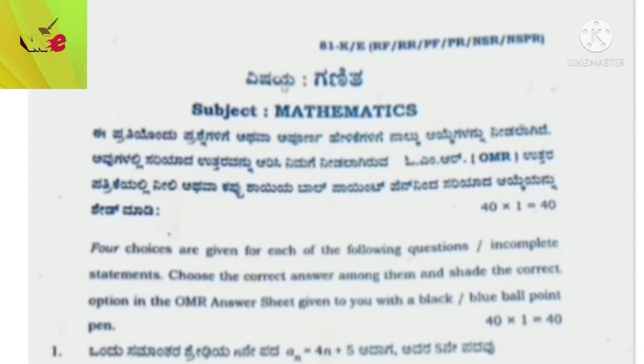First question: the nth term of an arithmetic progression is an equal to 4n plus 5, then its fifth term is. So n equal to 5, 4 fives are 20, 20 plus 5 is 25, so option C is the right answer.